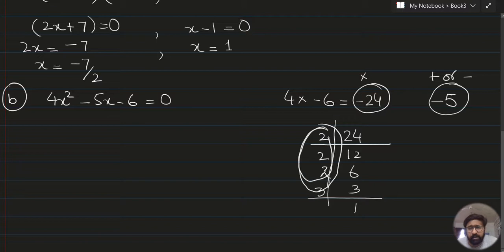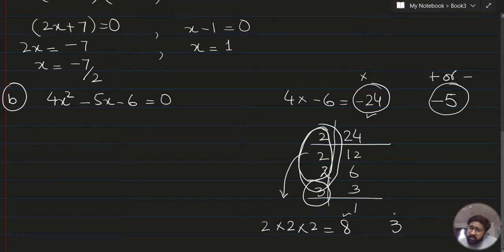Let me make these three 2s together and this 3 as a single. So 2 multiplied by 2 multiplied by 2 gives me 8 from the first one, and I just wrote 3 separately. Yes, 8 and 3, these two numbers, if I multiply them, they are going to give me 24. And if I subtract these two numbers, 8 and 3, they are going to give me 5 as well. But remember that one of these two numbers is going to have a negative sign, because when multiplying, we need to get a negative 24.